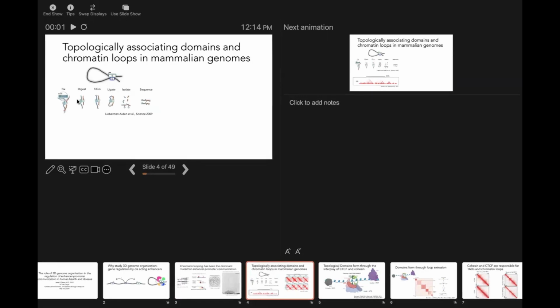You can then digest chromatin and fill the ends in with nucleotides, one of which is linked to a biotin, and then ligate these ends together, which preferentially occurs between sites that are in close spatial proximity. You can then isolate these ligated fragments and subject them to high-throughput sequencing to get a picture of all the different sequences and elements that were in close spatial proximity.